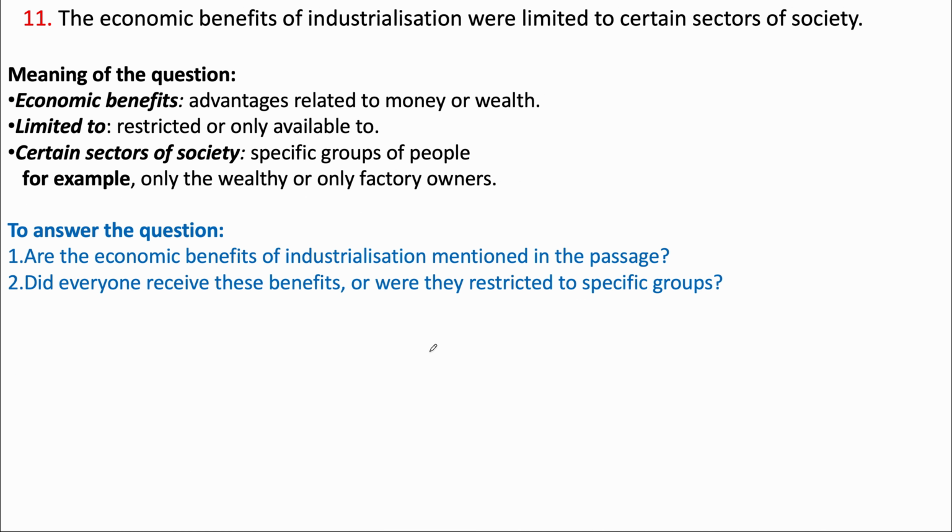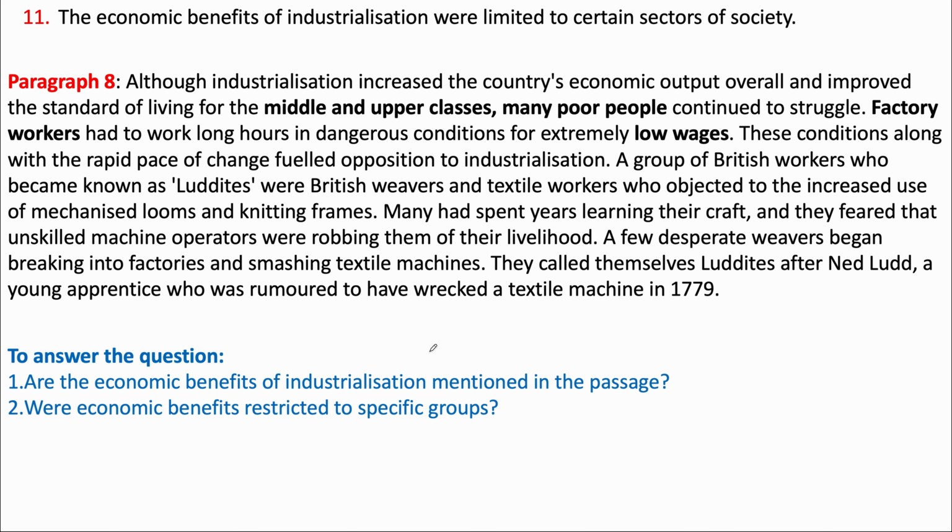Economic benefits means advantages related to money. Certain sectors of society means, for example, only the rich people or only the factory owners, etc. To answer the question, we have to find out if the passage mentions that there were economic benefits of industrialization, and if there were economic benefits, did everyone receive those benefits or did a few people receive those benefits? Let's look at the passage now.